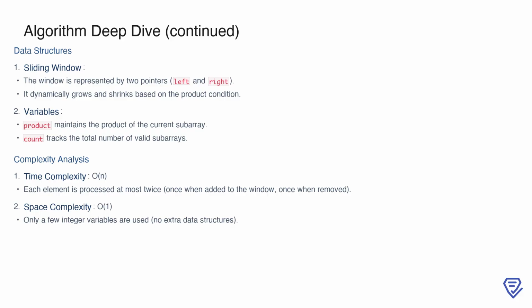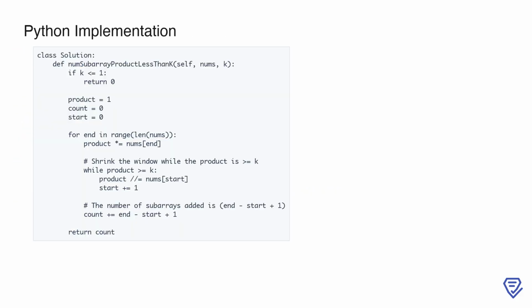Each element in the array is processed at most twice, once when added to the window and possibly once when removed. The space complexity is O(1), since no additional data structures are required, and only a few integer variables are used. This makes the approach not only efficient but also memory-friendly, which is ideal for large input sizes. This code efficiently solves the problem using the sliding window technique.